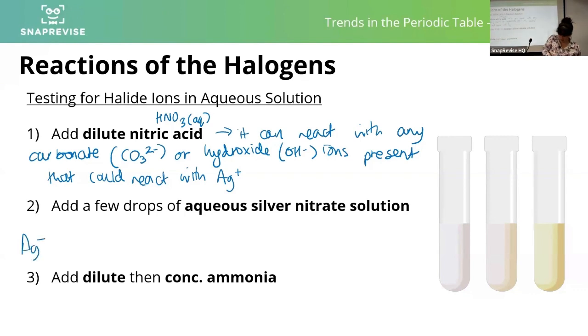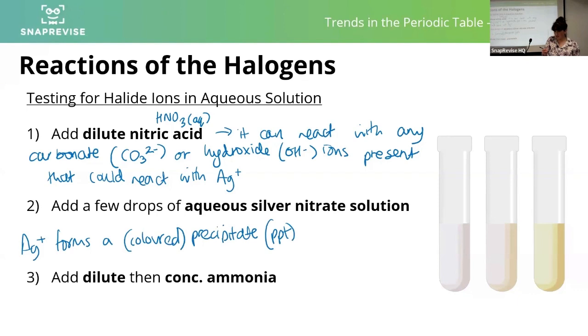So Ag+ forms an often coloured precipitate. I'm going to use PPT to mean precipitate in the future because I'm lazy. So aqueous silver nitrate solution is AgNO3 (aq). Ag+ in the silver nitrate forms a coloured precipitate with our chloride, bromide or iodide.